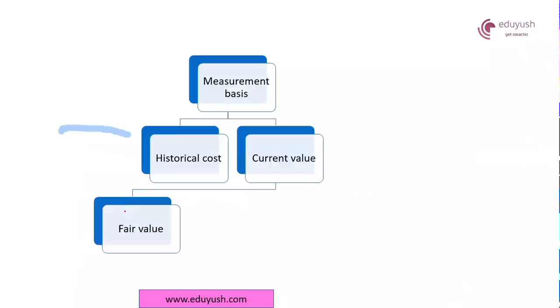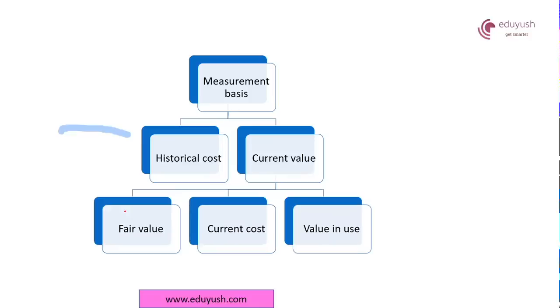Now I'm going to the concept of a measurement basis. When you look at all the accounting standards, some accounting standard will tell you record this at historical cost. Another accounting standard will tell you record this at fair value. Another place they say current cost. Somewhere else they use value in use. Somewhere else they use fulfillment value.